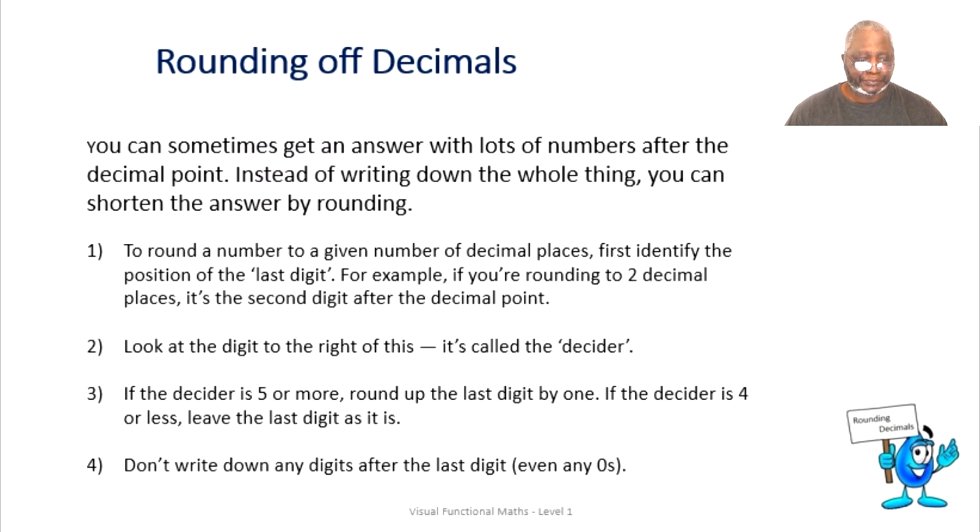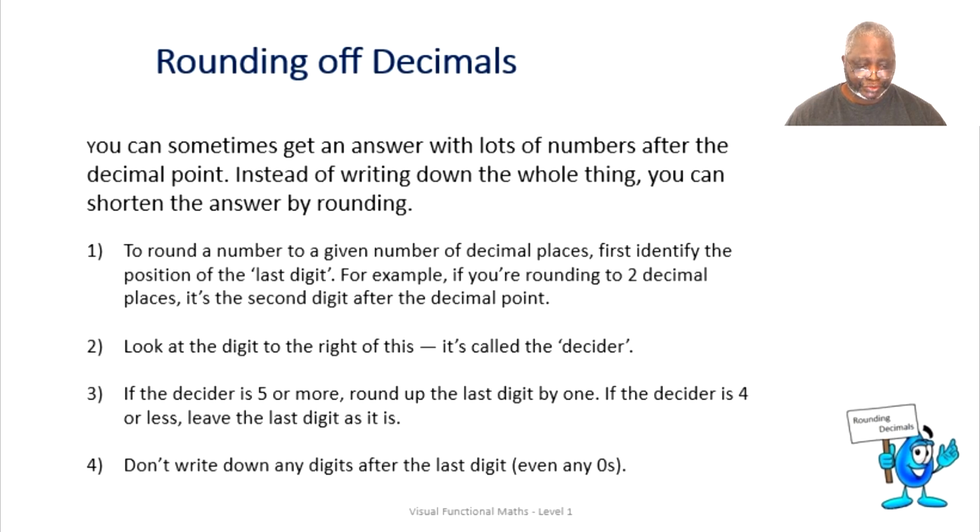So what is rounding? We can sometimes get an answer with lots of numbers after the decimal point. Instead of writing down the whole thing, you can shorten the answer by rounding. It does make sense. To round a number to a given number of decimal places, first identify the position of the last digit. For example, if you're rounding to 2 decimal places, it's the second digit after the decimal point.